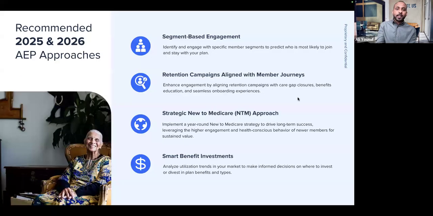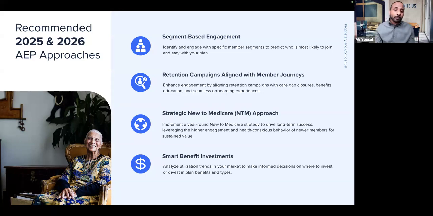And then going into this last slide, here are a couple of our recommendations for 2025 and 2026 AEP as well. The first one is segment-based engagement. That means really identifying and engaging with specific member segments to predict who's most likely to join your plan and stay on your plan. So segment your population, really understand your audience and the consumers, and then target that way.